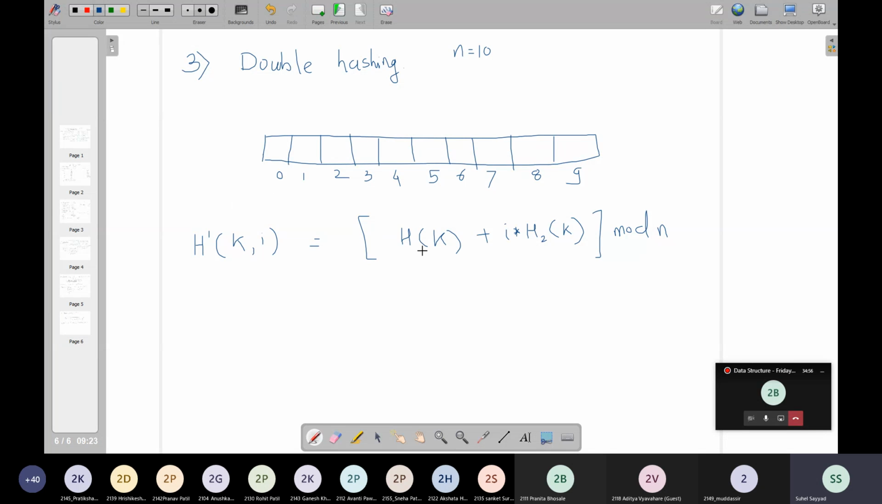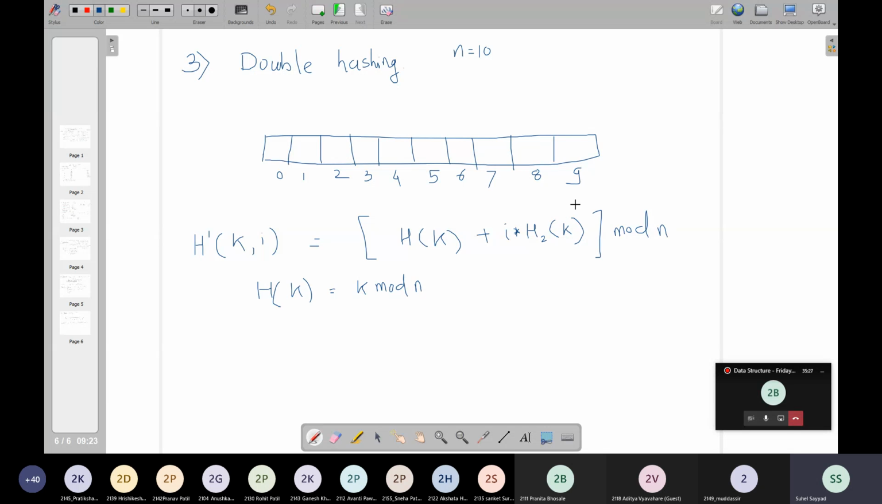We have h of k. Now we know what is h of k. It is our base hash function, which is k mod n. H of k is k mod n, right? I, what is i? We all know 0 to n minus 1. And this mod n outside we also know, n is number of slots. Now what is new here is h2 of k.